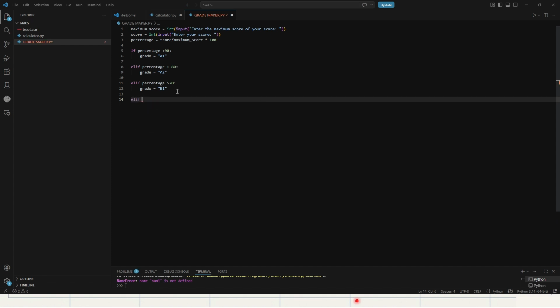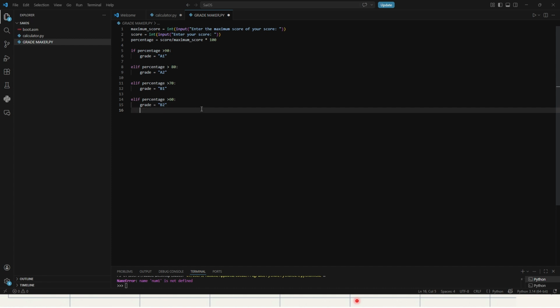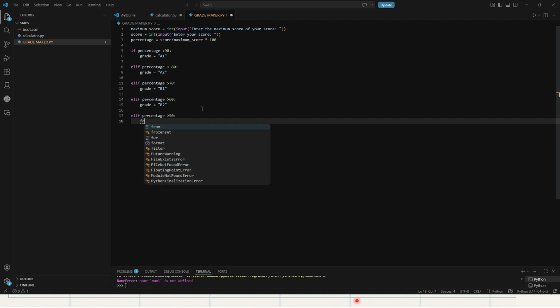And another way, if your percentage is greater than 60, then the grade should be B2. Now again, if you elif your percentage, then you can grade them as C1.